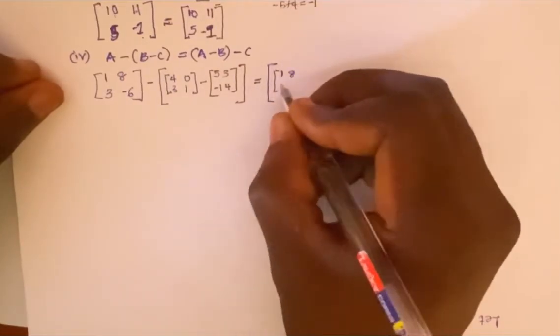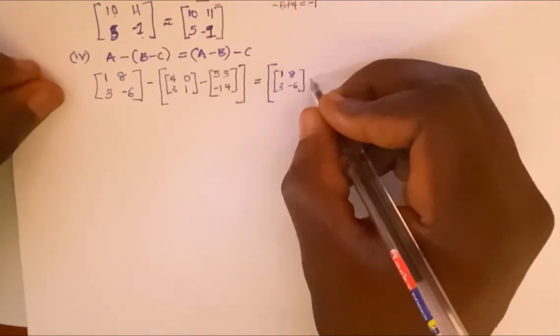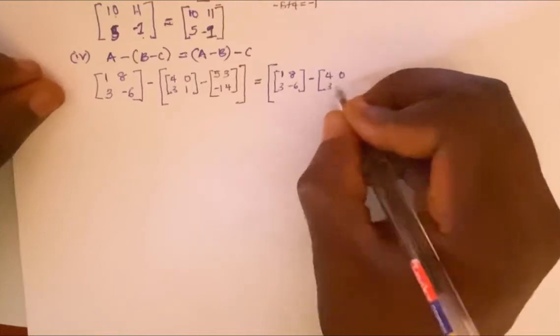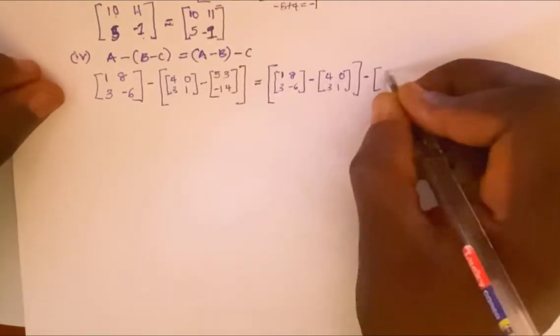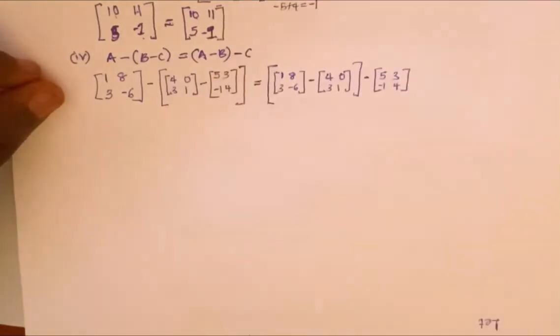Then equal to what? That's 1, 8, 3, and minus 6, right? Then here I'm having a minus again inside. I'm having 4, 0, 3, 1, and I'm having minus what? That's 5, 3, minus 1, and 4. Exactly. So now let's check if this is going to be equal.